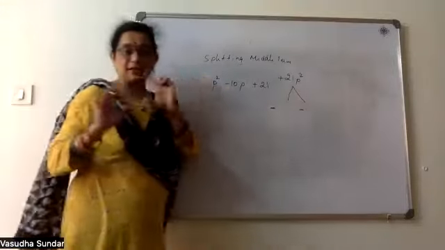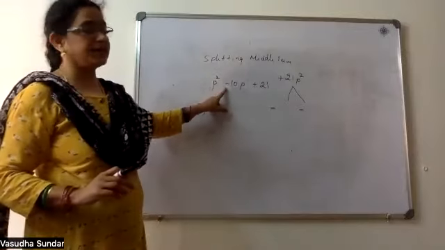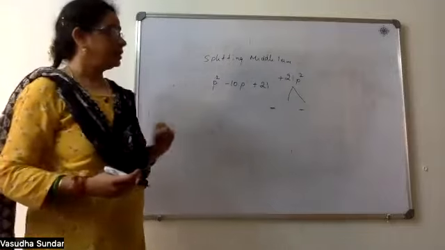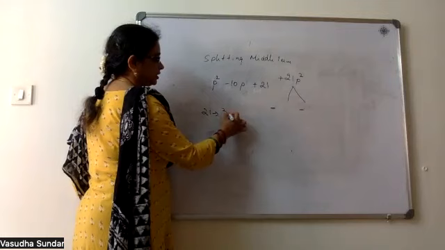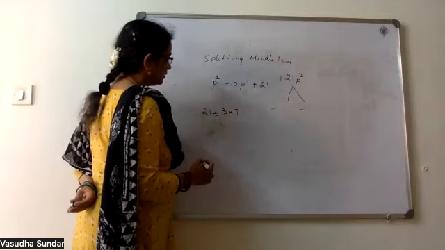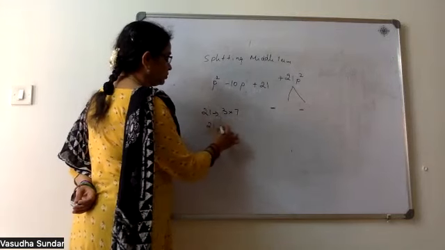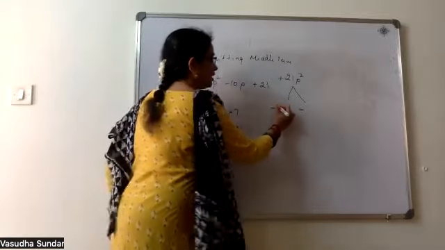Or you write it in your own words. When the product is plus and the sum is negative, both the factors should be negative. Now, what are the factors of 21? I can have 3 into 7, or 21 into 1. Now, minus 3x.